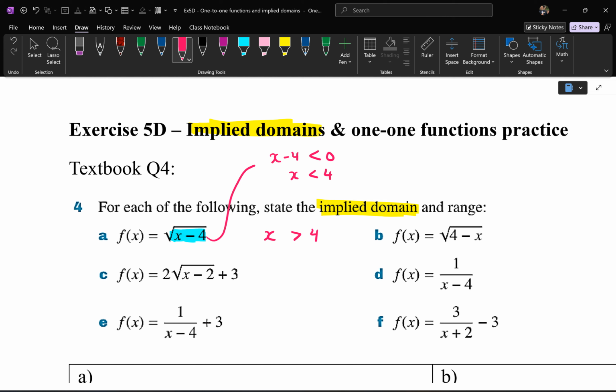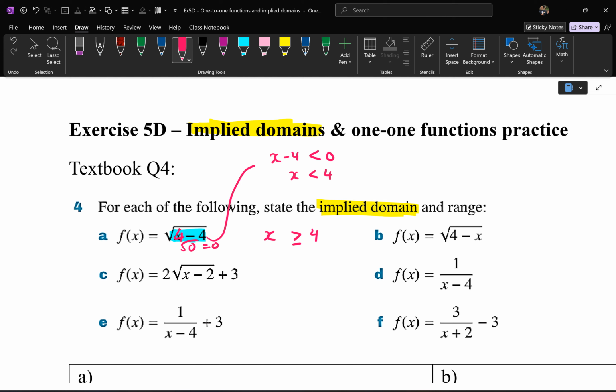Can it equal 4? Why? Yeah, because you can have 4. 4 take away 4 is 0. Root of 0 is 0. So that's your domain. But we call that implied domain because we didn't tell you, and you had to know that by looking at the equation.